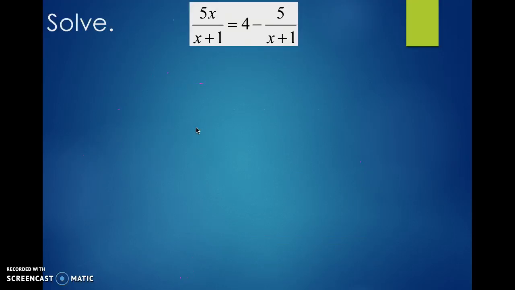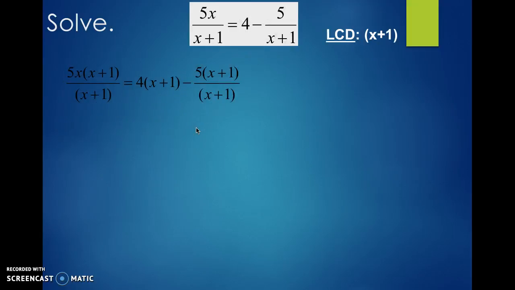So here our least common denominator is x plus 1. If I multiply each top by x plus 1, I can then cancel my x plus 1's out. So that would cancel an x plus 1 out on both of my fractions. I'm left with 5x equals 4x when I distribute my 4 through, plus 4 minus 5. 4x equals 4 minus 1. When I subtract my 4x over, I get x equals negative 1.